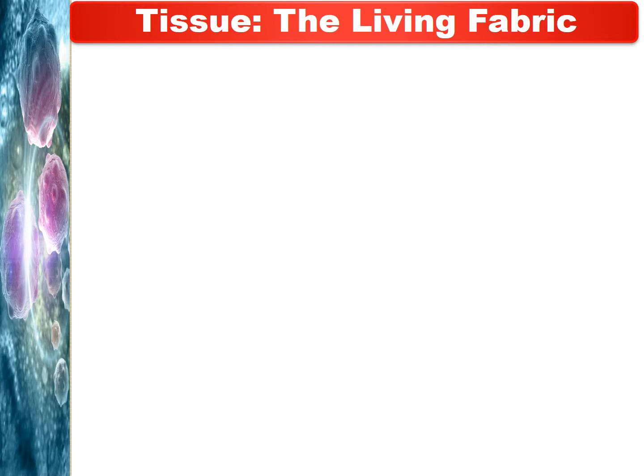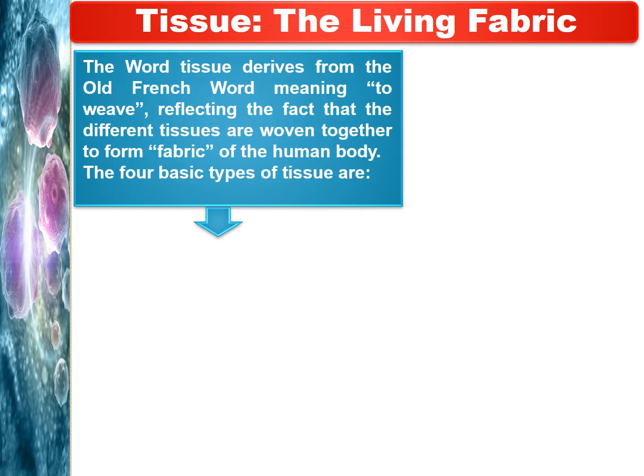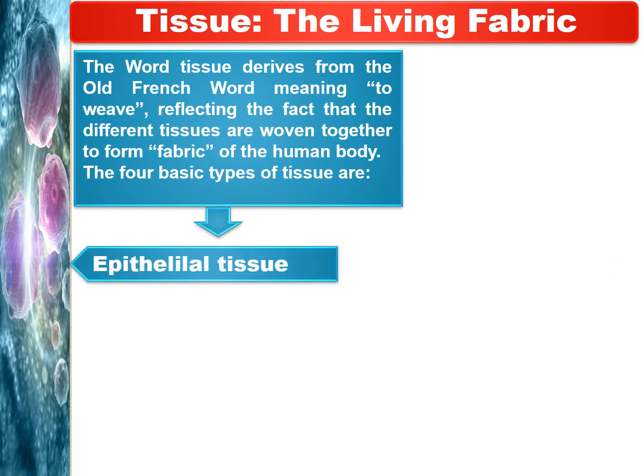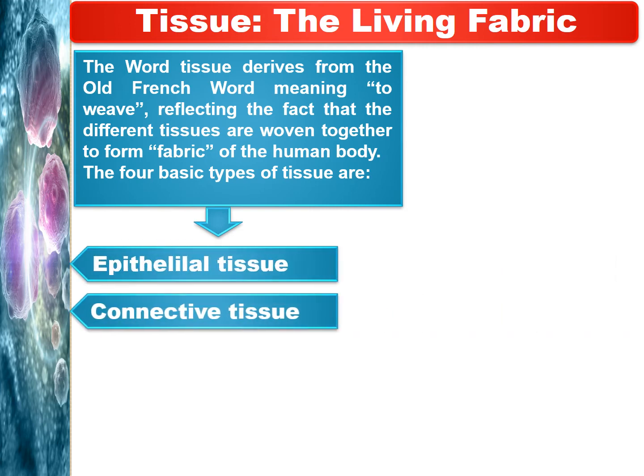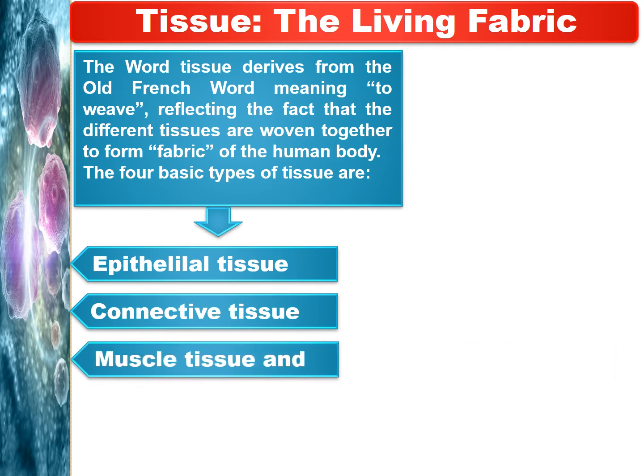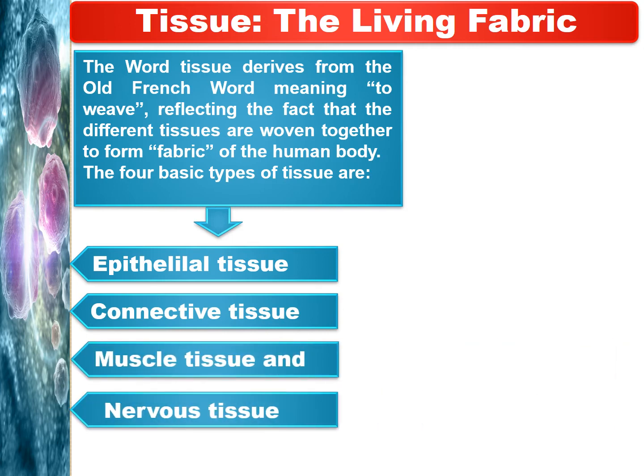Some of the scientists called the tissues the living fabrics. Actually, the word tissue is derived from the old French word meaning to weave, reflecting the fact that the different tissues are woven together to form the fabric of the human body. There are four basic types of tissues: the epithelial tissues, connective tissues, muscular tissues, and the nervous tissues.